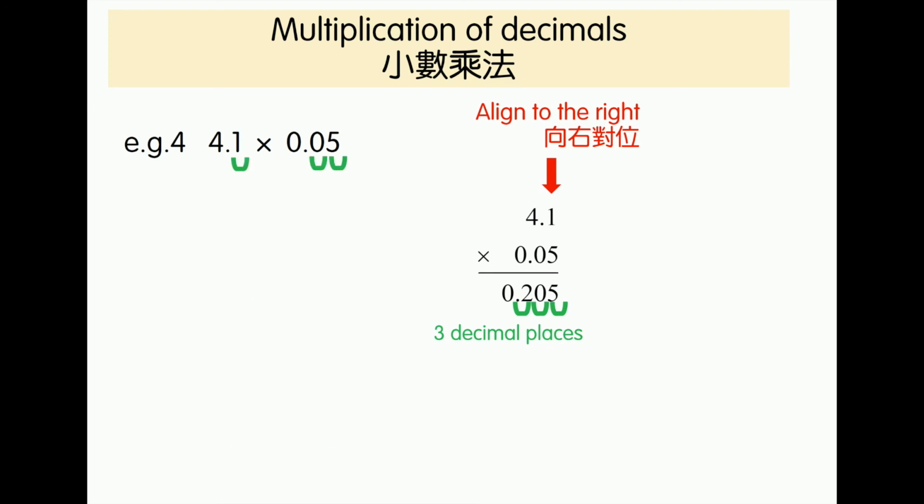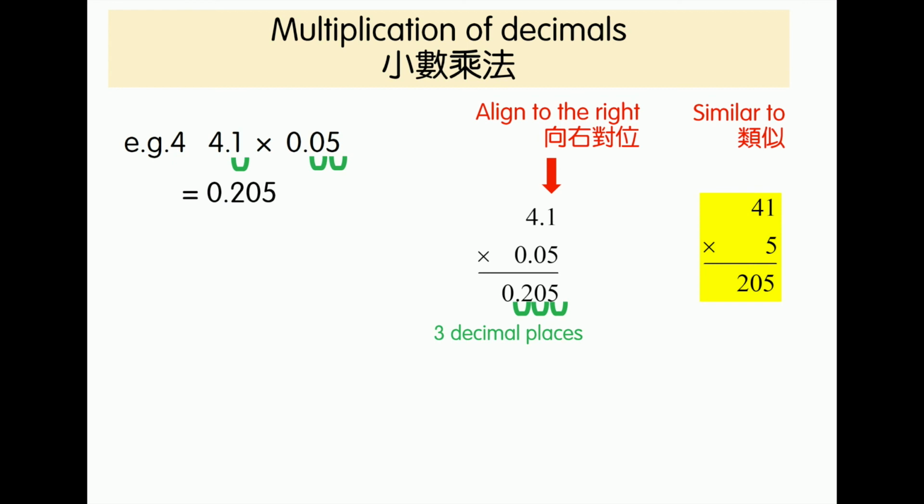4.1 has 1 decimal place. 0.05 has 2 decimal places. So in total, the final answer has 3 decimal places. If you think aligning is very difficult, we could do it just like this. 4.1 times 0.05. We can first ignore the decimal points and just calculate 41 times 5. The final answer is 205. And then after that, we add the decimal places. We add 3 decimal places, then we can still get the same answer.